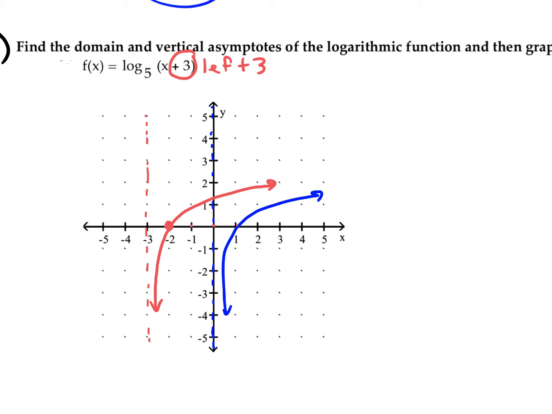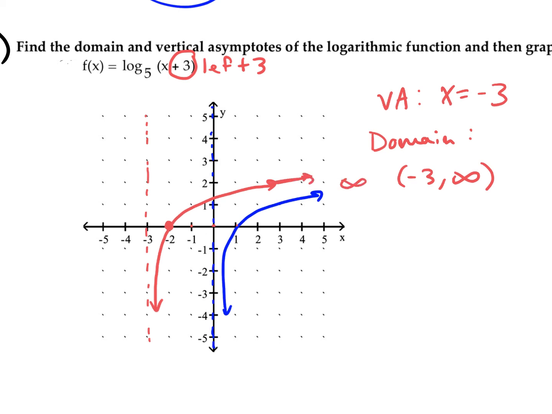-3. So my graph goes through -2, but my vertical asymptote was at 0, and I moved it to the left 3, so now it's at -3. So vertical asymptote would be x equals -3. And then what would my domain of my graph be here? Just remember, domain is from left to right. Awesome. -3 to infinity. Because it starts at -3 and then it's pointing forever in the right direction, so it goes to infinity out here.